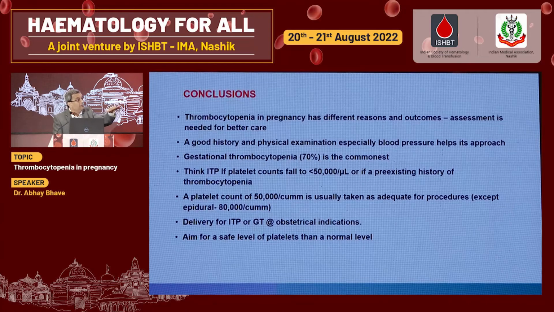We need to bring it to a safe level. So safe is 80 for a cesarean section. If we get it to 80, we know that once the delivery is over, probably the platelets are going to rise. So let's not be too aggressive, but have a good counseling session for them. So safe level is more than a normal level.